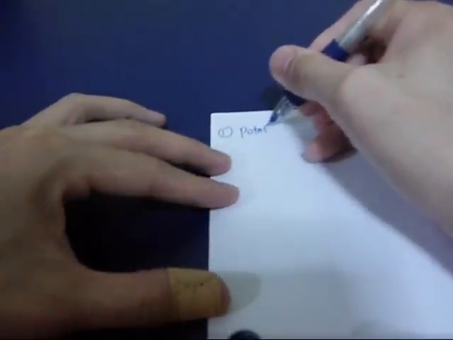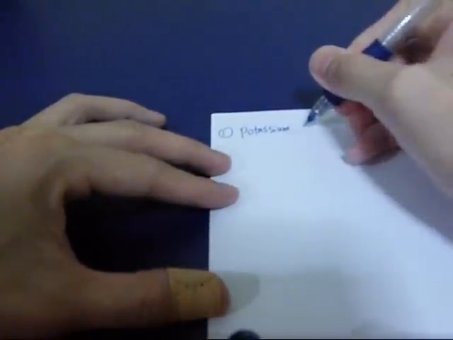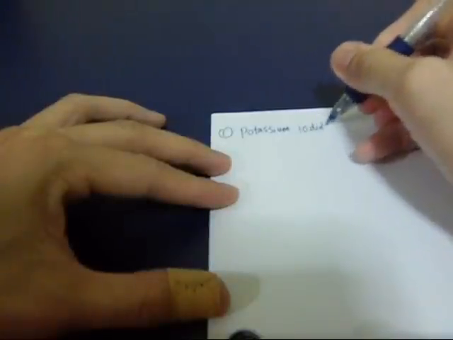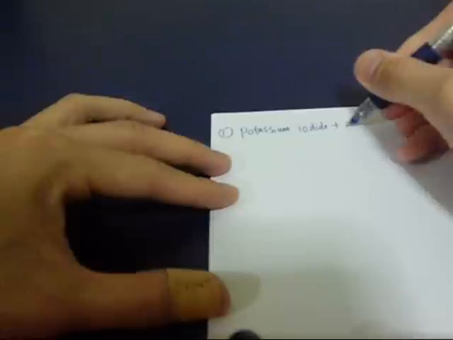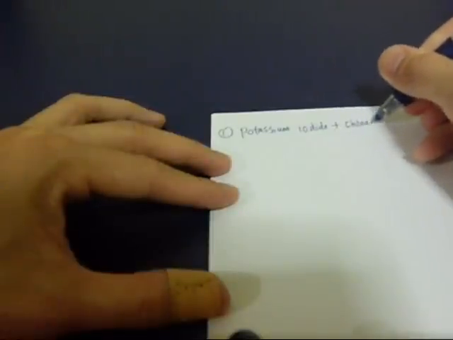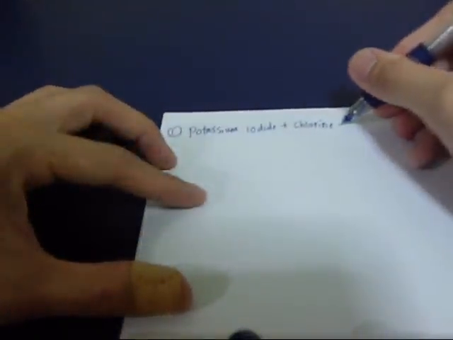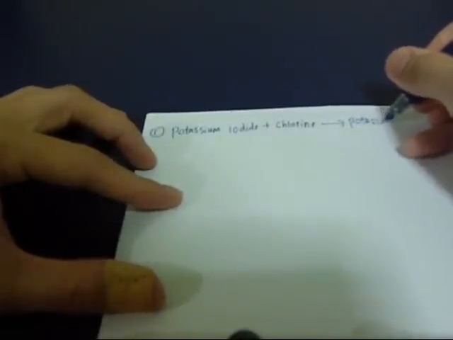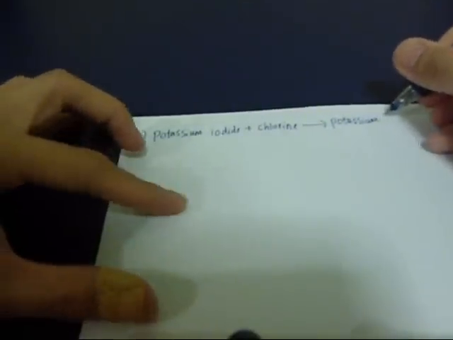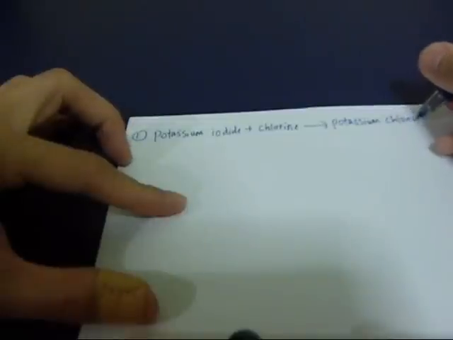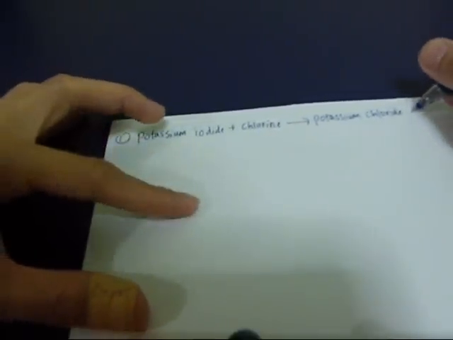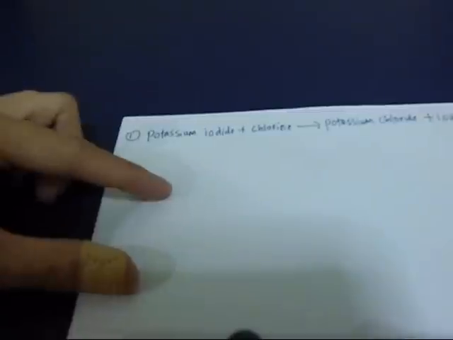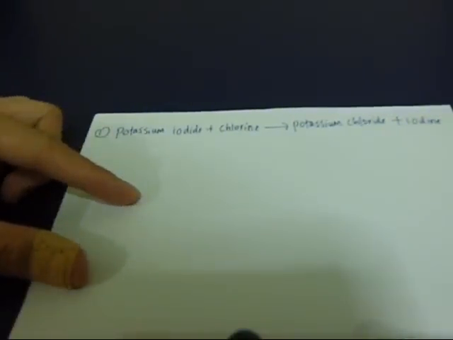Okay, potassium iodide reacts with chlorine, gives you potassium chloride plus iodine. Now, how do you write the chemical equation for this?